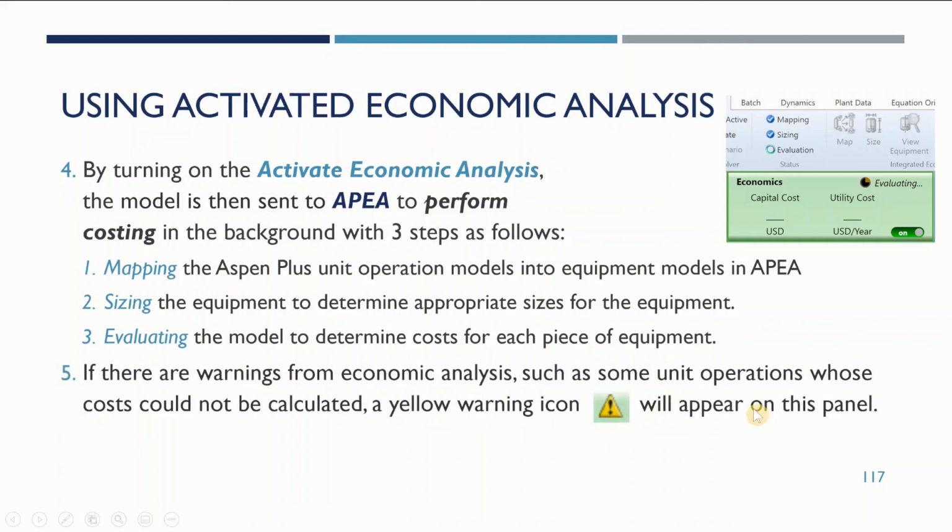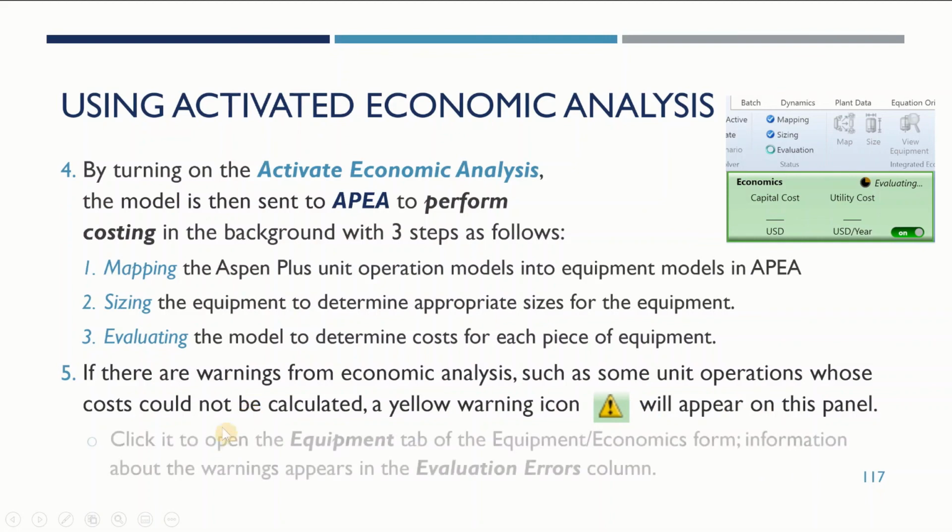If there are warnings from economic analysis, such as some unit operations whose costs could not be calculated, a yellow warning icon will appear on this panel. Click it to open the Equipment tab of the Equipment Economics form. Information about the warnings appears in the Evaluation Errors column.